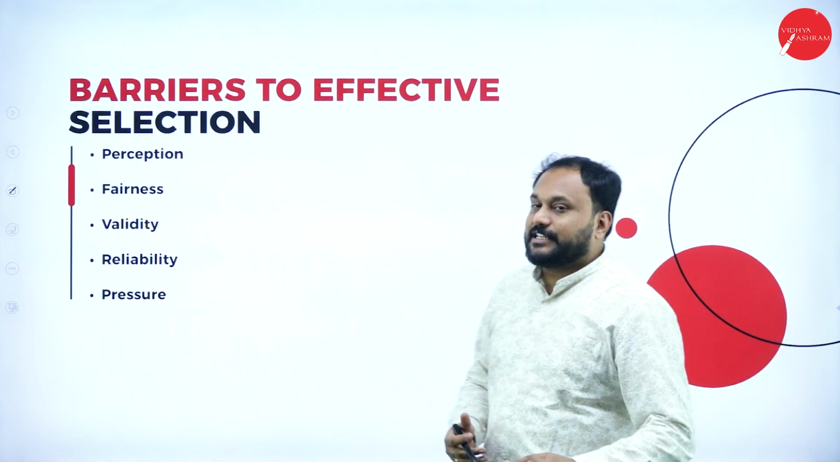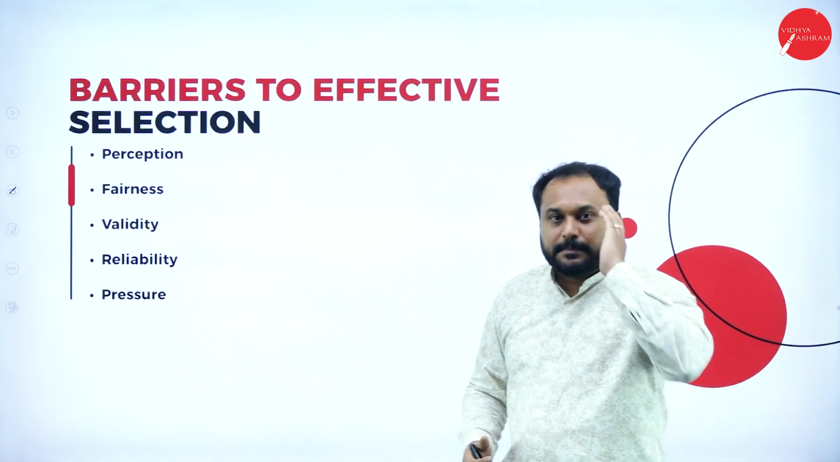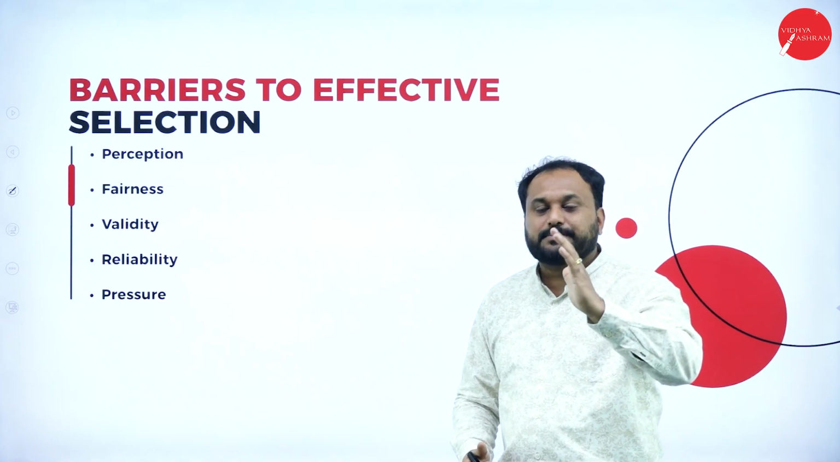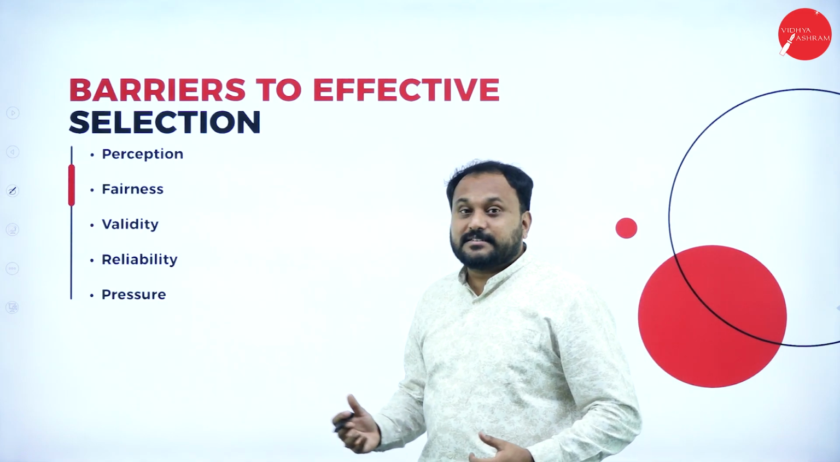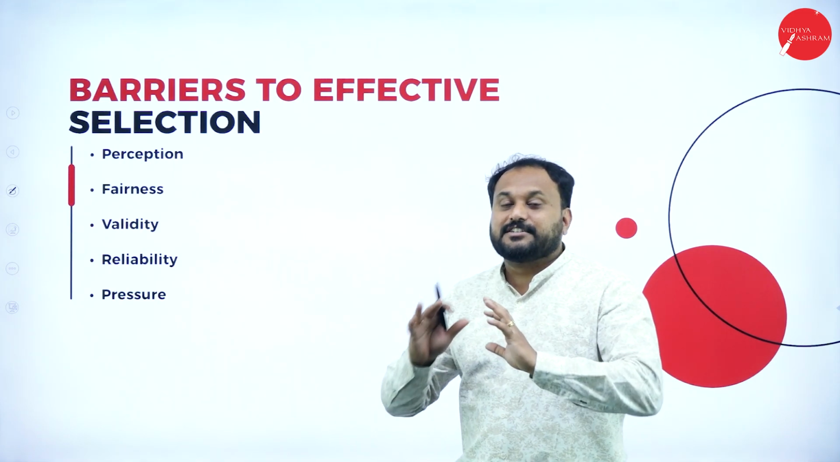Barriers to effective selection. What are the barriers? The first thing is perception. What do you think about it? The perception is the barrier. Will I get selected or not? That is a barrier. Fairness. If there is no fairness, the selection will be really bad.